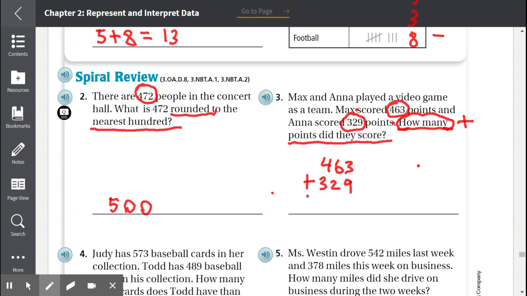We start with the ones place. 3 plus 9 is 12. We carry our 1. 1 plus 6 is 7. 7 plus 2 is 9. We go to the hundreds place. 4 plus 3 is 7. So they scored 792 points.